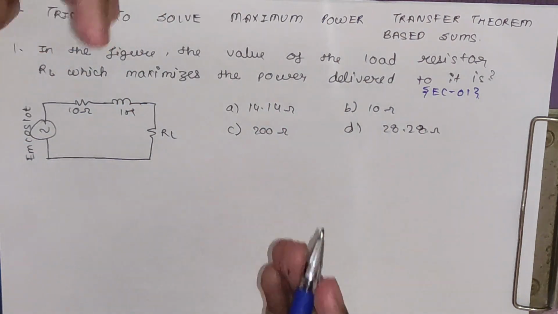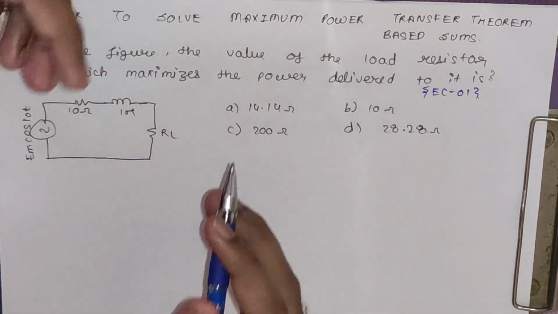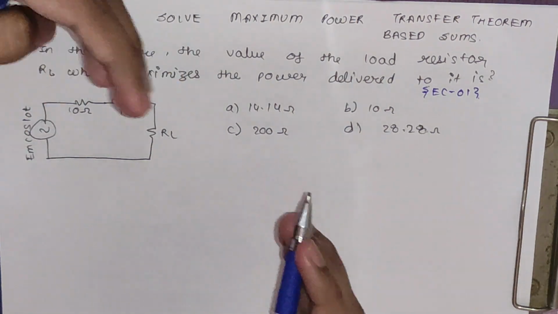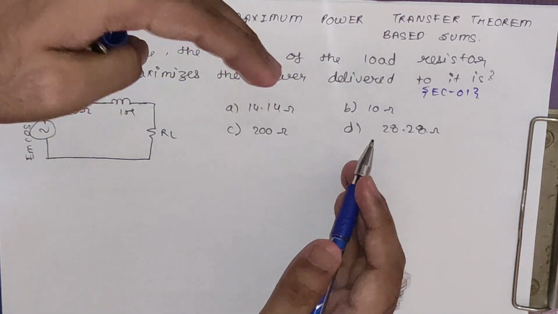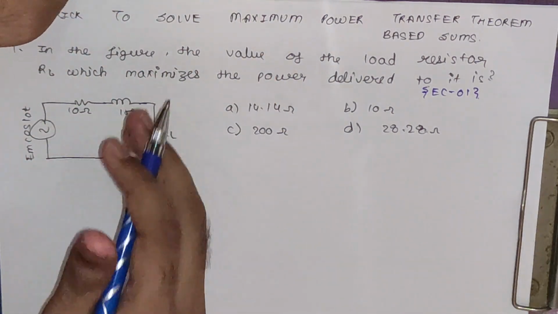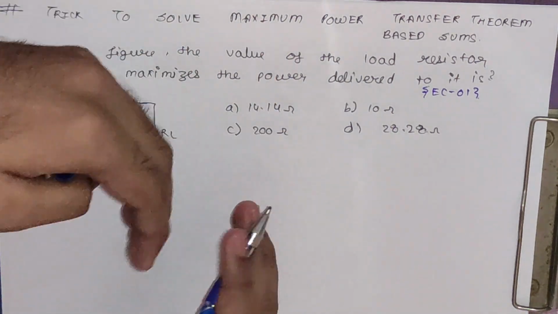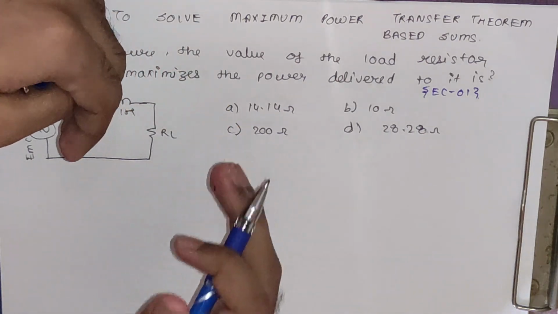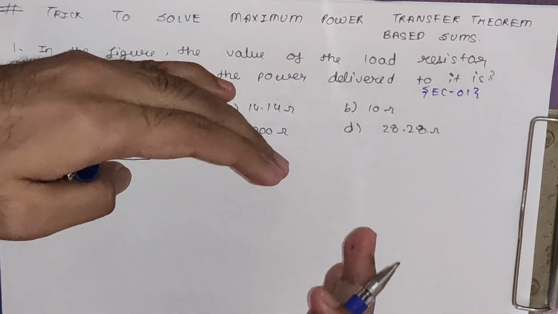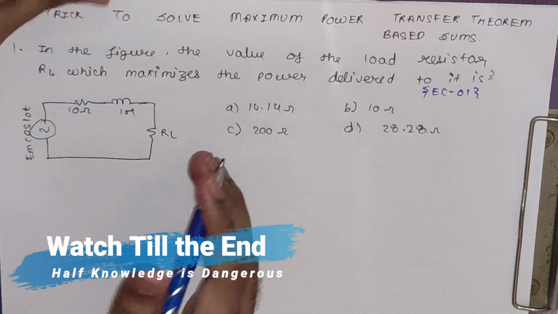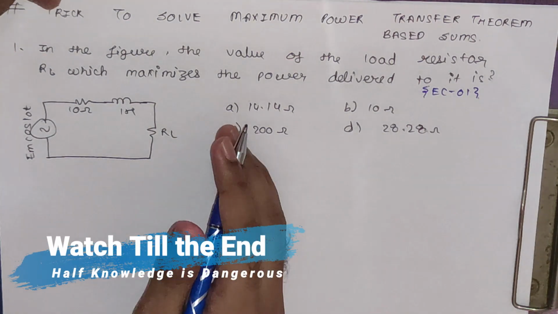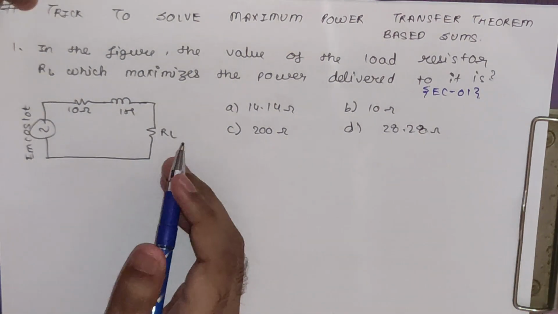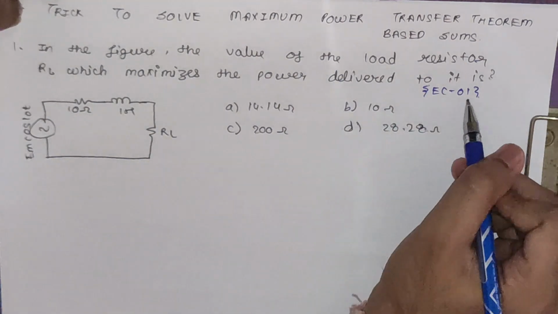Just for a hint, you can consider this condition that we know for the maximum power to be transferred to the load, RL should be equal to RS, but this is valid only for the resistive network. Like this condition, we are going to see all these 5 conditions with sums such that we will get a better idea to solve this type of sums. So let's start with the first sum, and the first sum is from EC 2001.